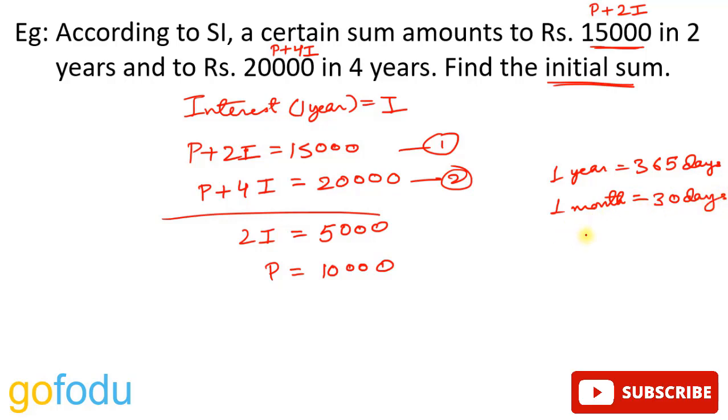During day-wise calculation, include either the day on which money is borrowed or the day on which money is paid back. Count only one of these 2 days. And that was all about simple interest.